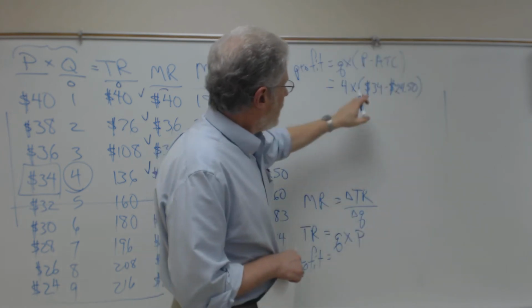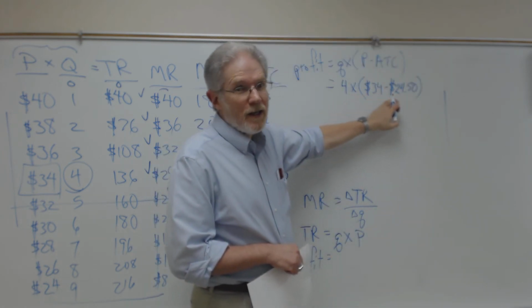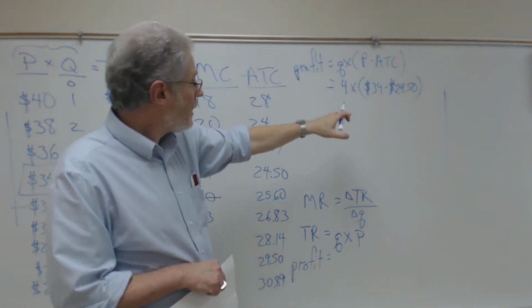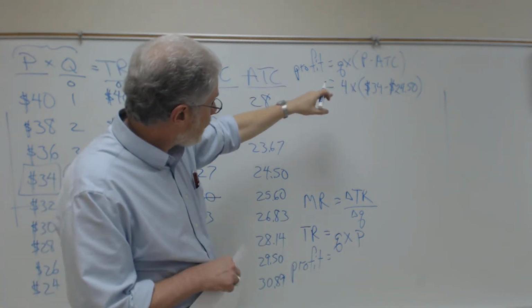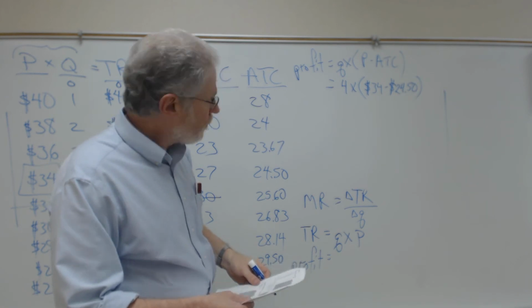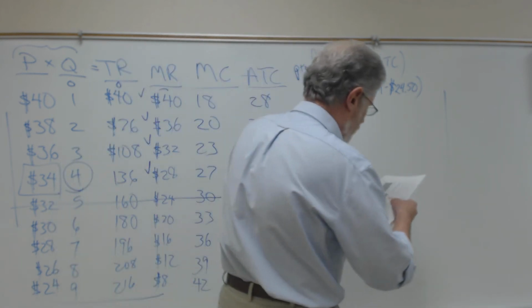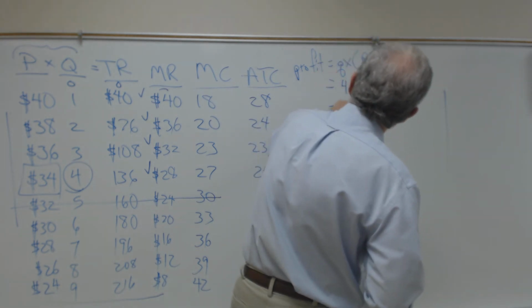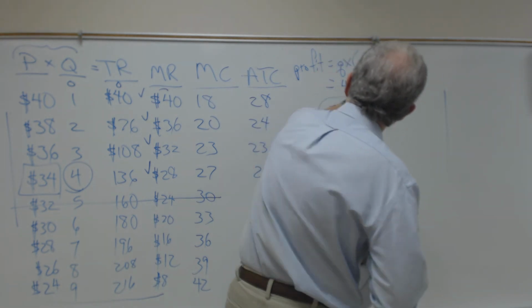So price is greater than ATC. That means he's making a profit. And that's what, profit of $9.50. And if we multiply that by 4, we get a profit of $38.